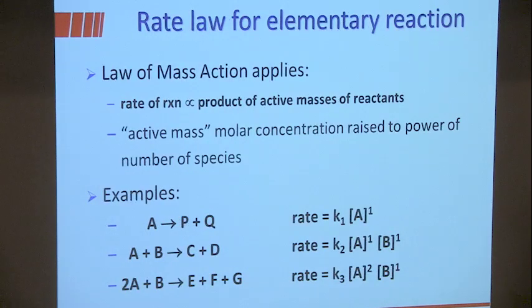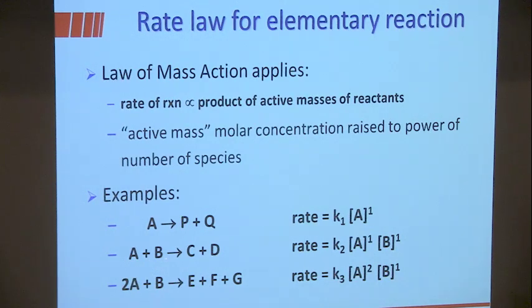But what about the rate law for elementary reactions? What if it is elementary? Then you actually can use the law of mass action. So you use the stoichiometric coefficient, in essence. If we have A giving us products P and Q, then we can write the rate is equal to the first order rate constant times the concentration of A raised to the power of 1. We know it's elementary, and it happens as written.